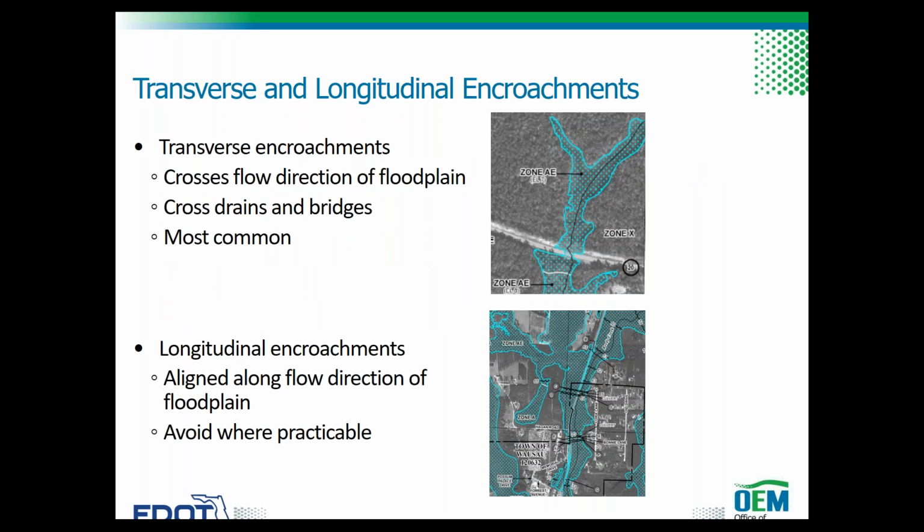or longitudinal. Transverse encroachments are those in which the roadway alignment crosses the general flow direction of the floodplain. Transverse encroachments are associated with bridges or cross drains. The top picture shows a transverse crossing of a floodplain associated with a stream. Longitudinal encroachments are those in which the roadway is aligned along the general flow direction of the floodplain, such as a roadway running parallel or along a stream or river. The lower picture shows a longitudinal encroachment along a river.